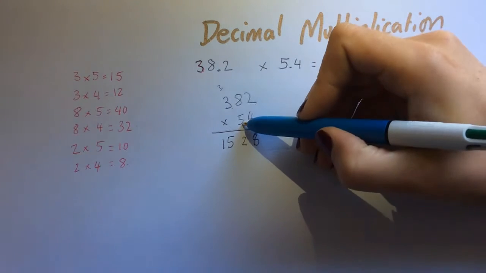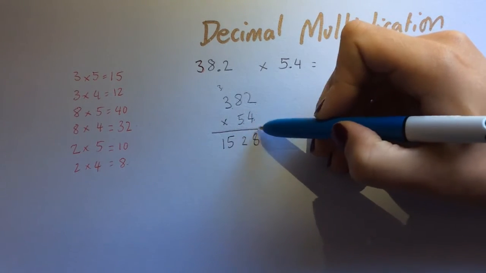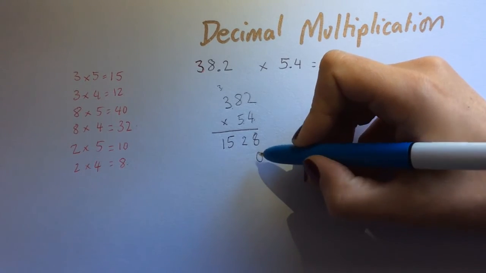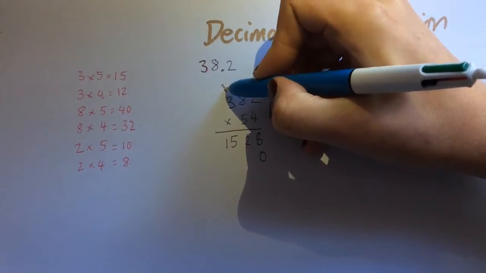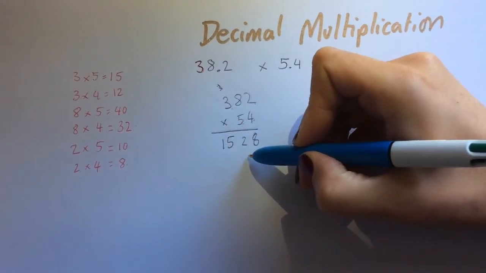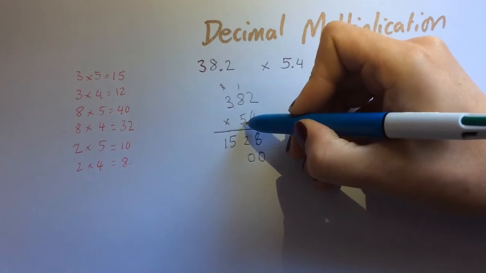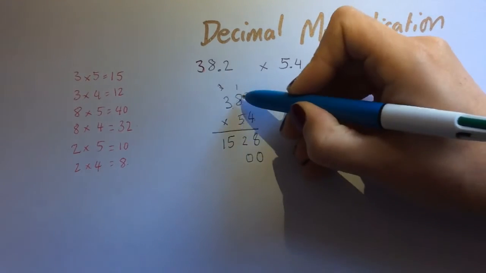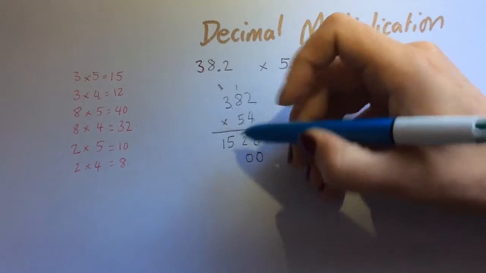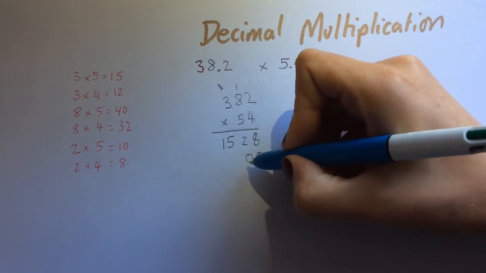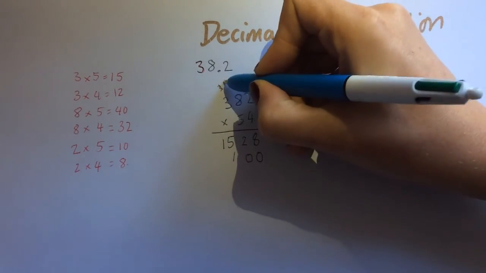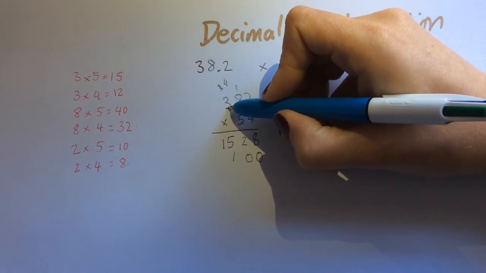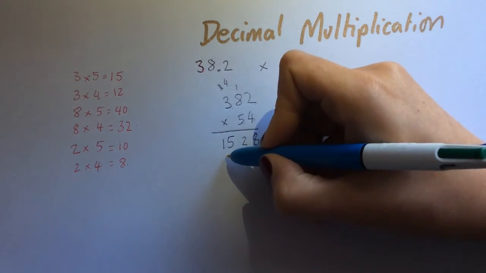And now remember, this is actually a 50, not a singular 5, so I have to hold the place with my 0. Now I can go 5 times 2, which is 10. 5 times 8, which is 40, plus the 1. And then 5 times 3 is 15, plus the 4 is 19.